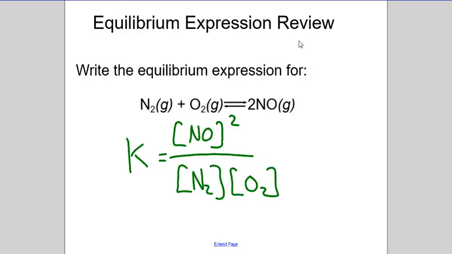So, equilibrium expression review. If we have this reaction right here, nitrogen gas reacting with oxygen gas to make nitrogen oxide, or nitrogen monoxide gas, we would get this equilibrium constant equal to this product squared, because of this 2 factor right here, over the concentration of the reactants times each other.